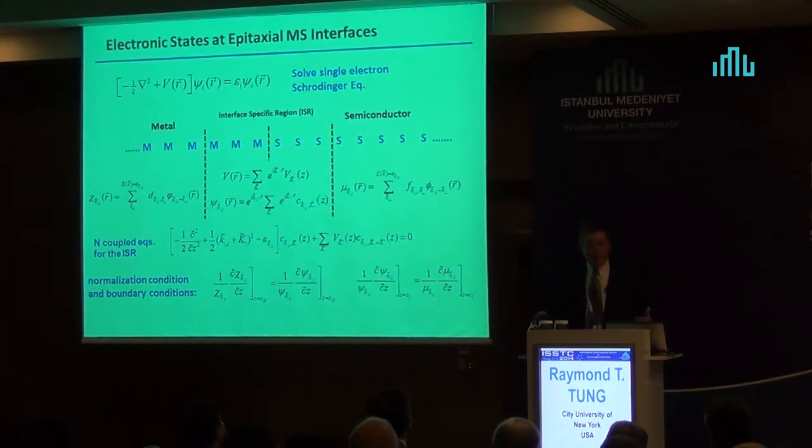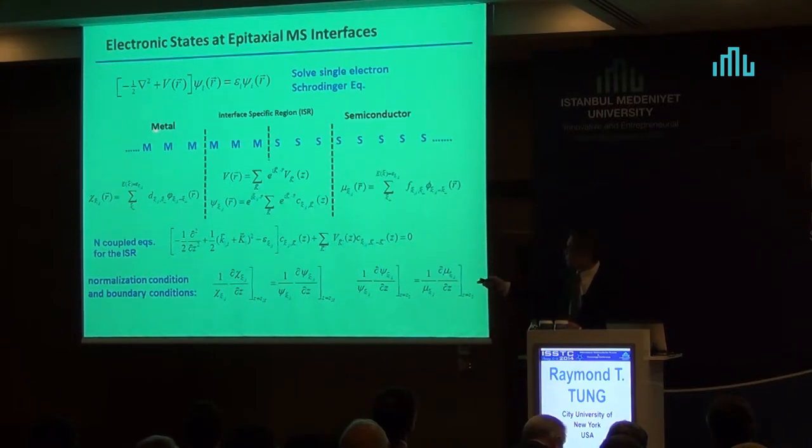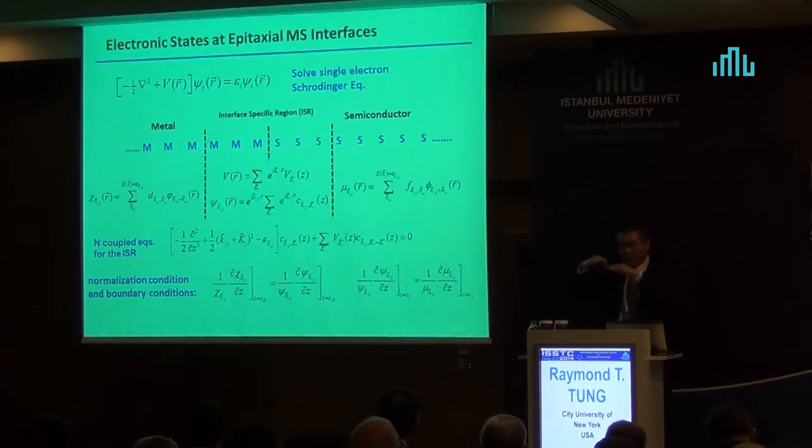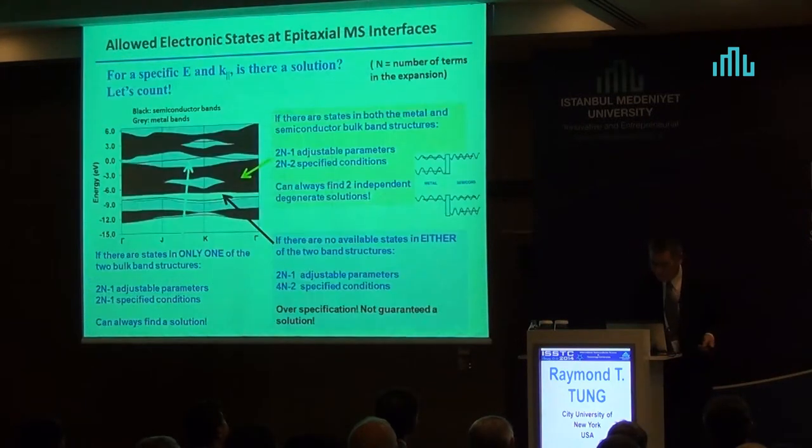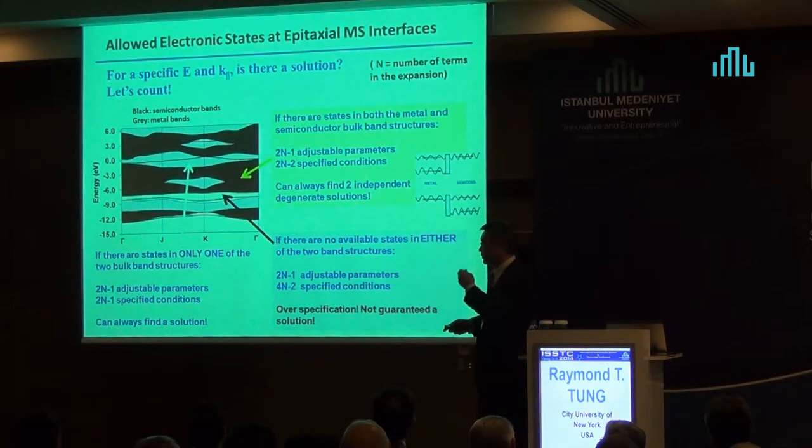What is considered a solution to this problem is when all the expansion coefficients here are known. Now how do we get the expansion coefficients? We get them by fitting them at the boundaries to either the bulk state of the metal, or actually to both the bulk state of the metal and the bulk state of the semiconductor. So we go through boundary conditions, matching both the slope as well as the value of each Fourier transform at these boundaries. Then if things work out fine, we'll get a solution. So how does this work? We go through this for a particular energy and k-parallel. For a specific energy and k-parallel, is there a solution?